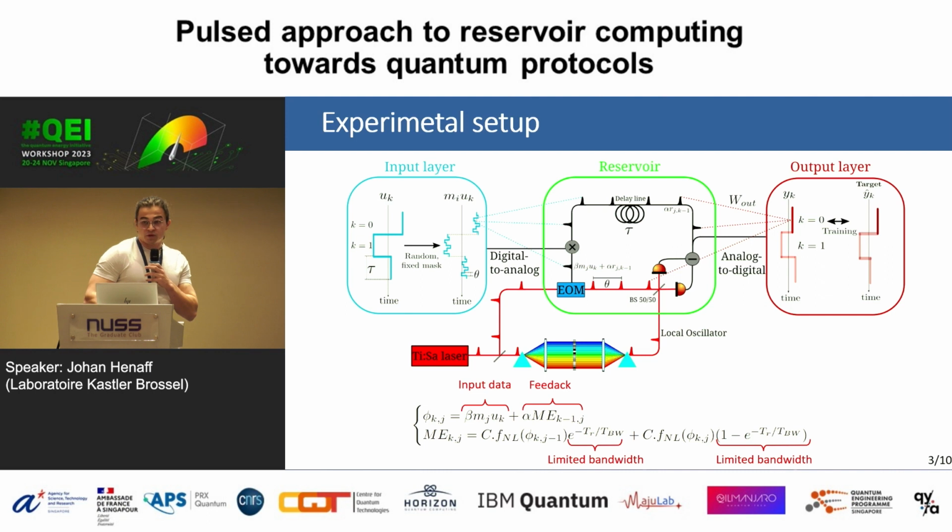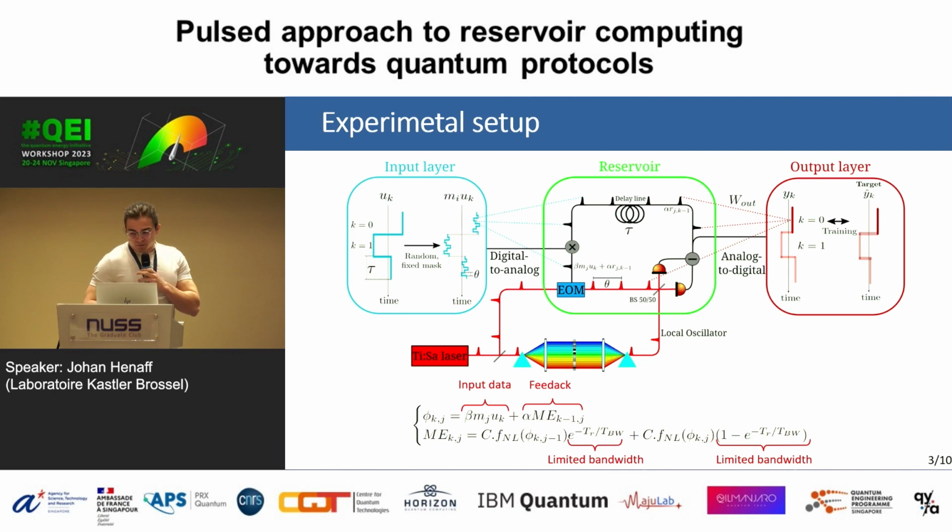Then, to measure the value that was encoded in this node, we perform a homodyne detection. And this is where the nonlinearity that I talked about before comes from, because the homodyne detection will not give you just the phase of the node, but the sine of the phase of the node. And so this nonlinearity is enough for us to make reservoir computing work.